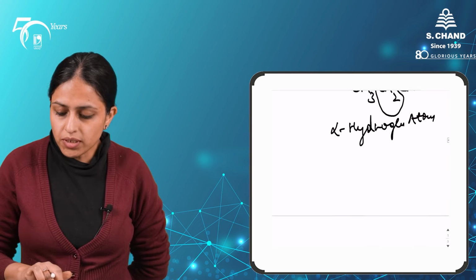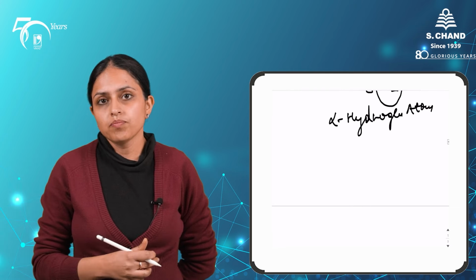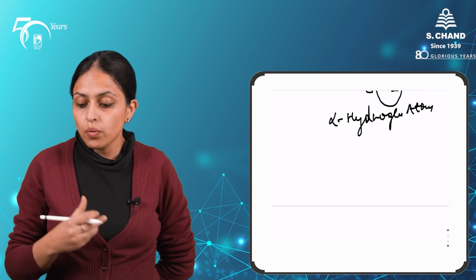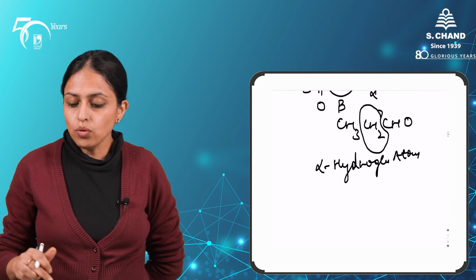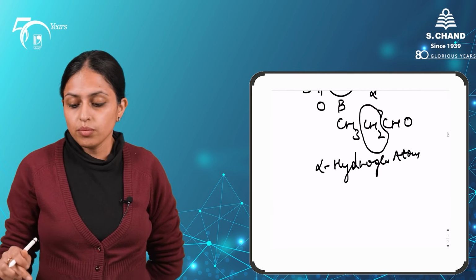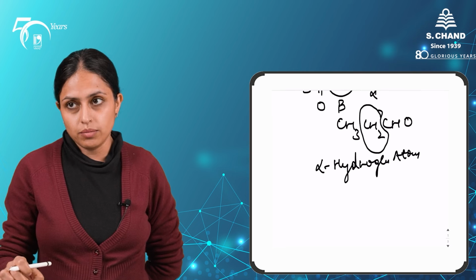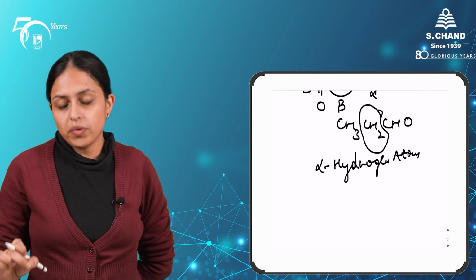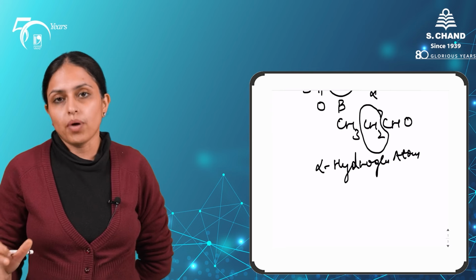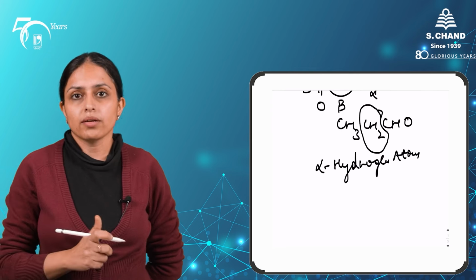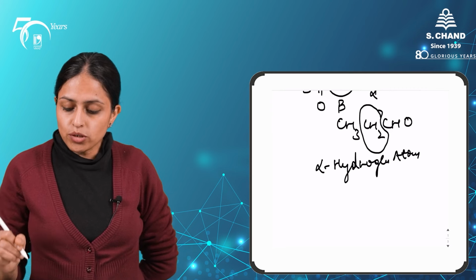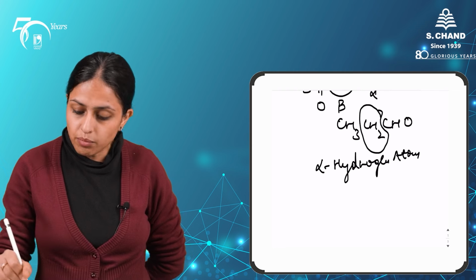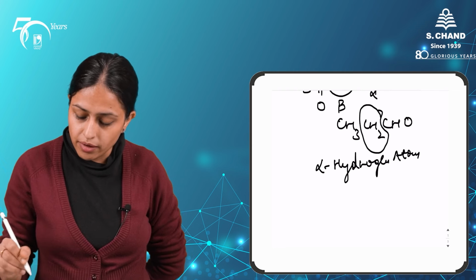So why am I focusing on the alpha hydrogen atoms over here? Because the next set of reactions which I am going to discuss will be linked to the behavior of these hydrogen atoms. Alpha hydrogen atoms have a special property in case of carbonyl compounds. And what is that? Let's look at it. Under the influence of the base, these alpha hydrogen atoms can be easily abstracted.